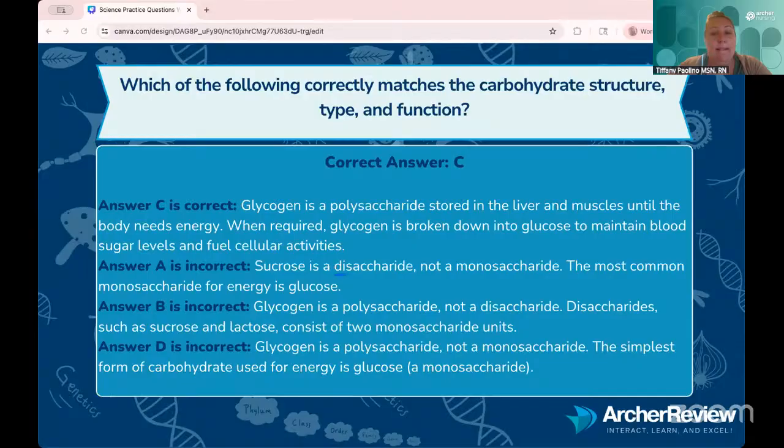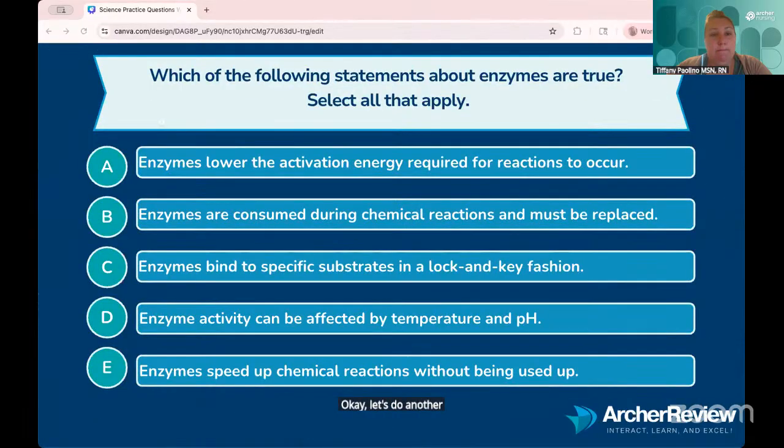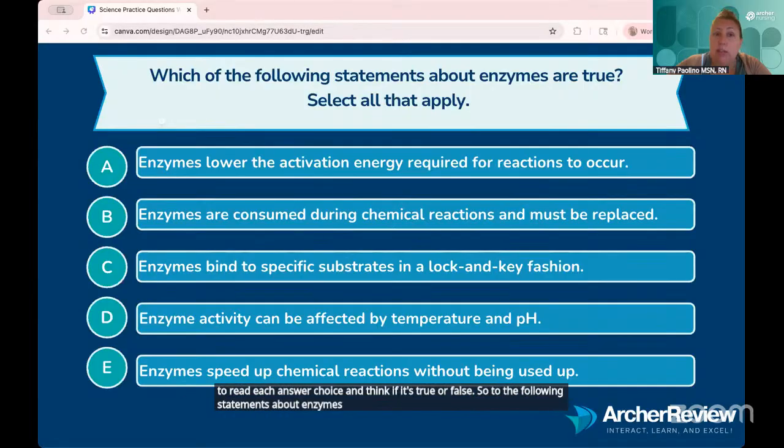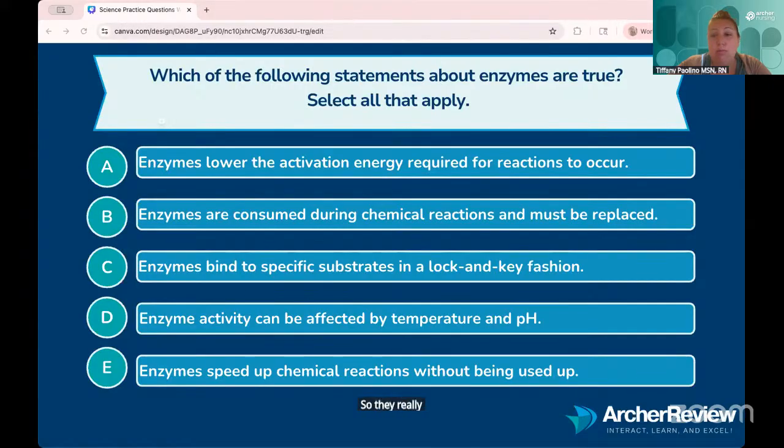Okay, let's do another biology question. This is a select all that apply. So read each answer choice and think if it's true or false. Which of the following statements about enzymes are true? Select all that apply. So enzymes, talking about everything to do with enzymes. They really play a crucial role, right, in the body. They help speed up chemical reactions.